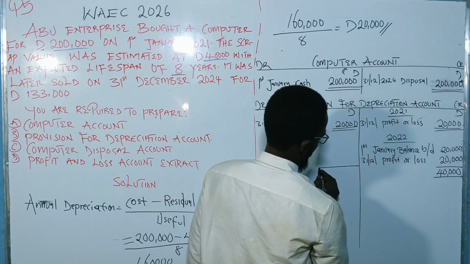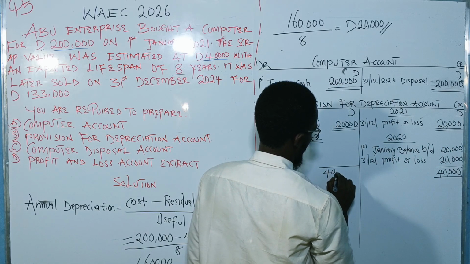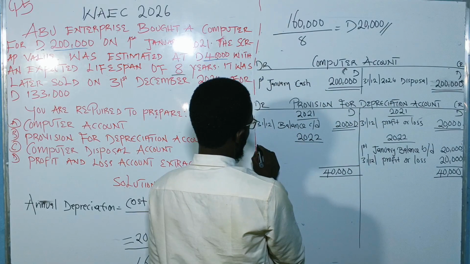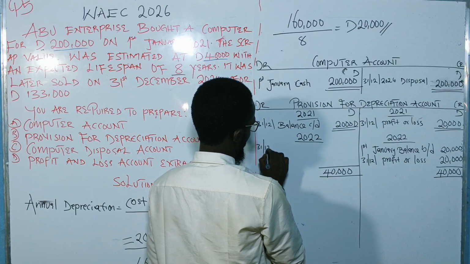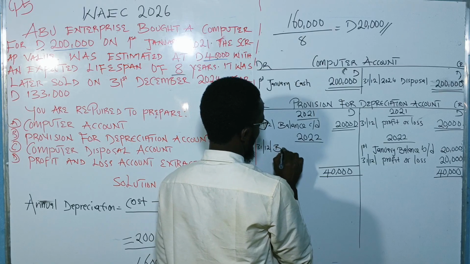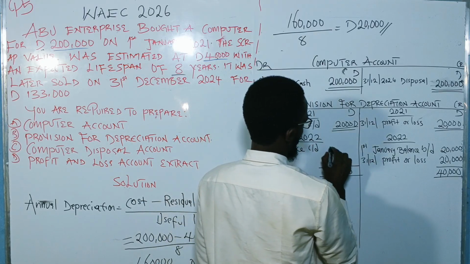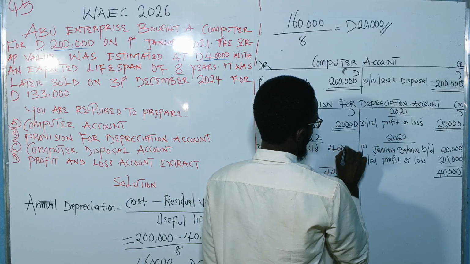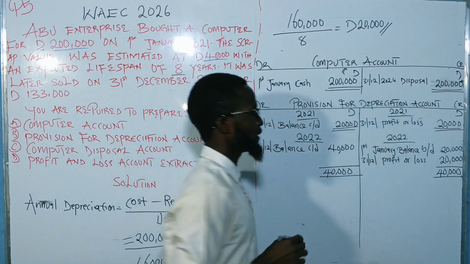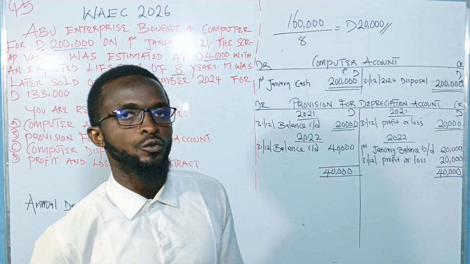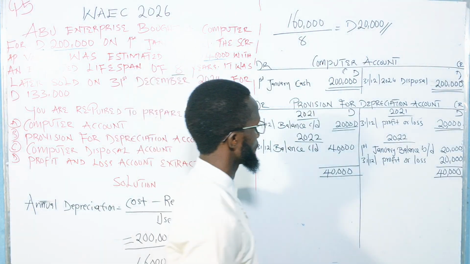Close the account here, you have 40,000. Then you bring this same amount as your balance CD here. Balance CD here, 40,000. You are done with year 2022. We are moving to year 2023.